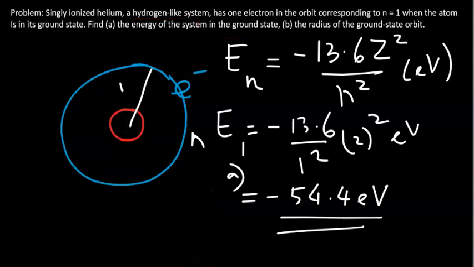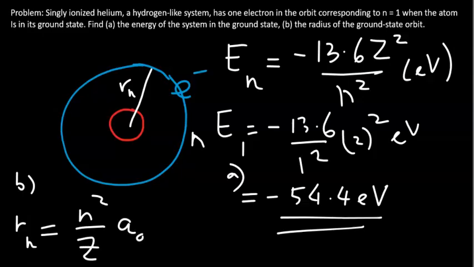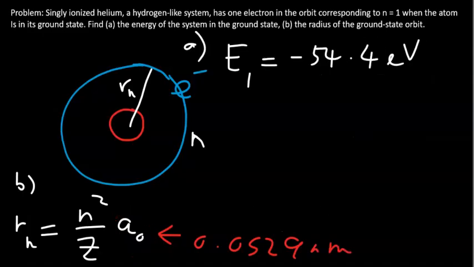The radius of the nth orbit, let's call it r sub n, so this is part B, is given by the following expression. It is n squared over Z times a naught. The a naught, the Bohr radius as it's known, has a value of 0.0529 nanometer. And by definition, the Bohr radius is the radius of the smallest orbit of the hydrogen atom. So for a hydrogen-like system, this expression can be used to calculate the radius of the orbits.